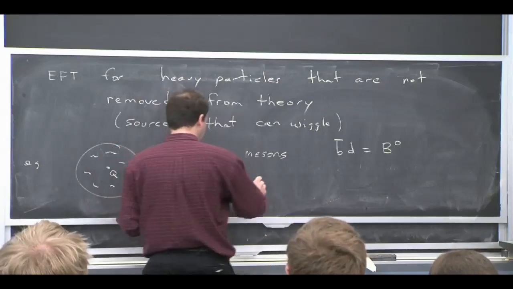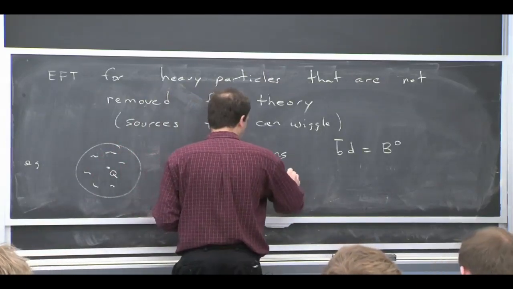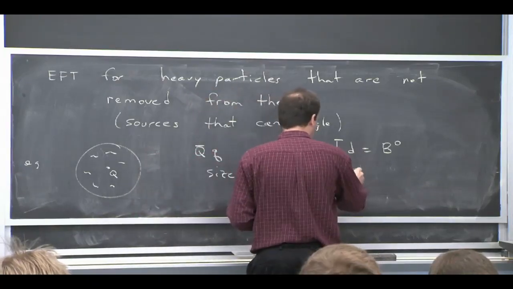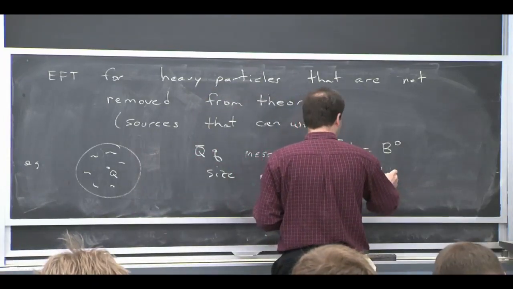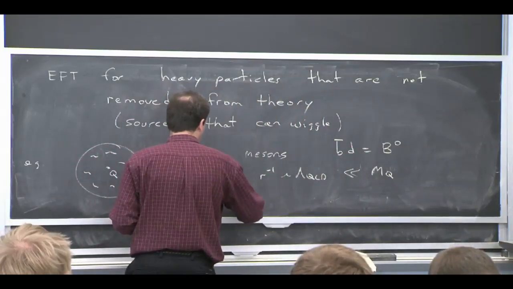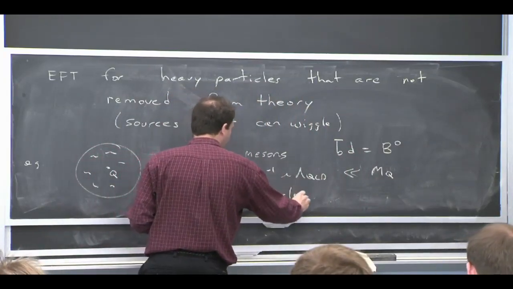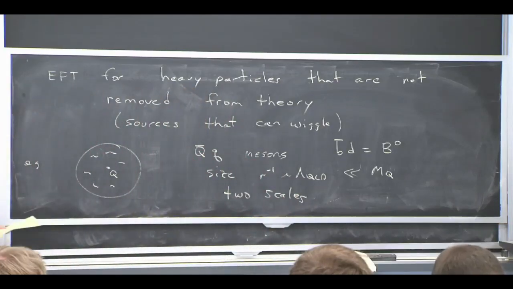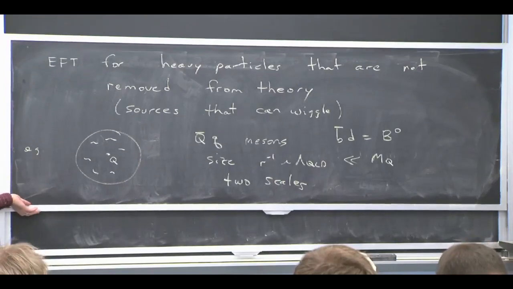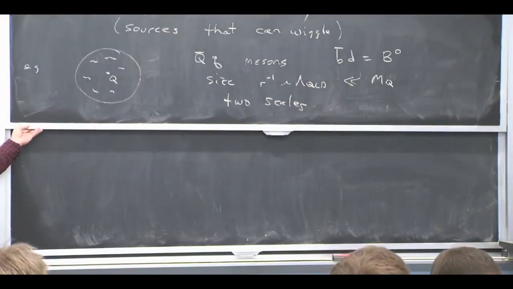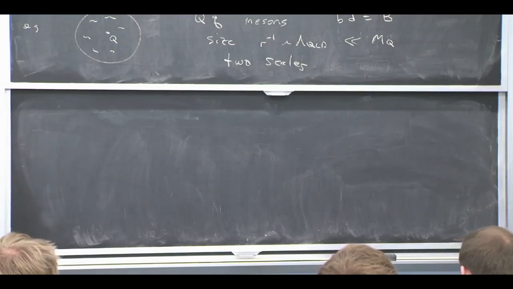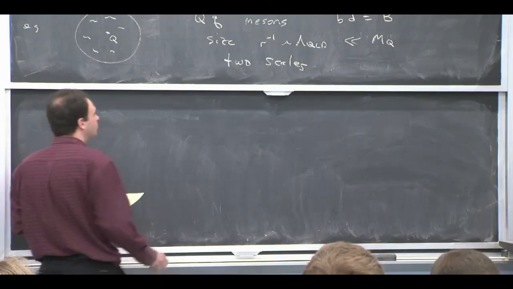So you'd like to be able to make model-independent predictions for that without having to worry about the fact that you're not parameterizing properly that stuff that you can't calculate. And you can do that using effective field theory. There's two scales in the problem. There's the size of this thing. The inverse size is of order lambda QCD. That's the hadronization scale. And that's a scale that's much less than the quark mass. So you're really just expanding in lambda QCD divided by M_Q. That's what this effective theory will be.